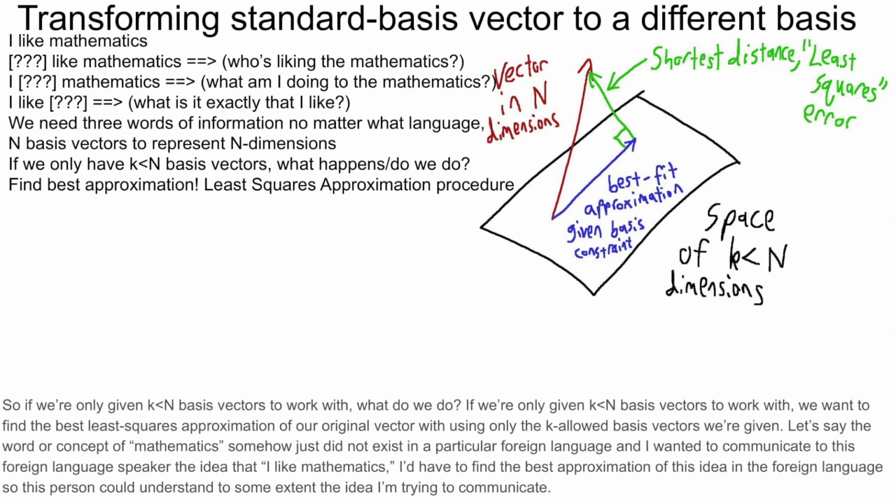Let's say the word or concept of mathematics somehow just did not exist in a particular foreign language, and I wanted to communicate to this foreign language speaker the idea that I like mathematics. I'd have to find the best approximation of this idea in the foreign language so this person could understand to some extent the idea I'm trying to communicate.